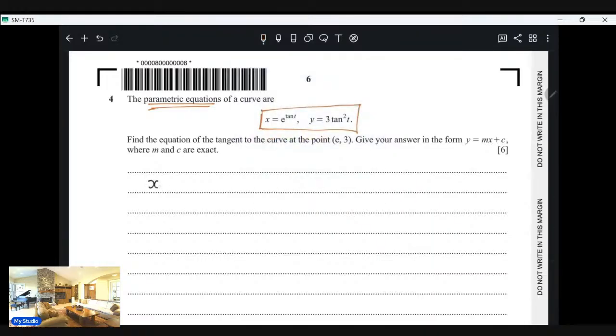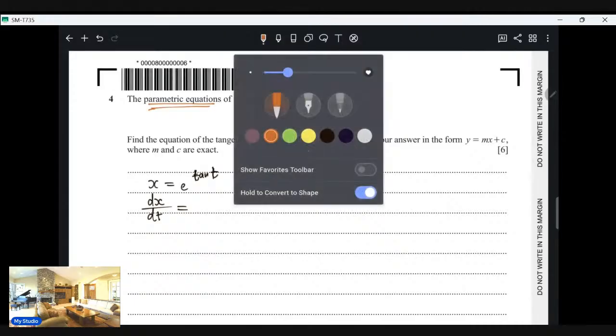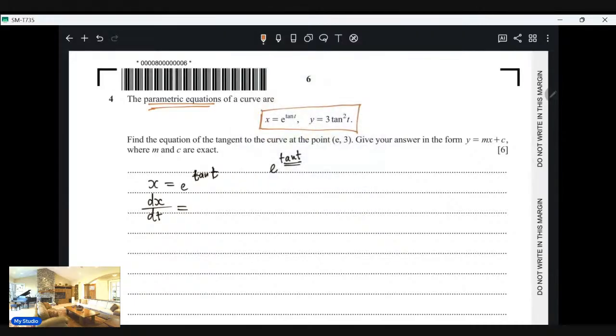You have x is equal to e to the tan t, which means we can get dx dt, right? We can differentiate x in terms of t. Now here we have a problem because this is not e to the t. It is e to the tan t, so tan has put itself inside of e. Is it true? So that means we have to do the chain rule.